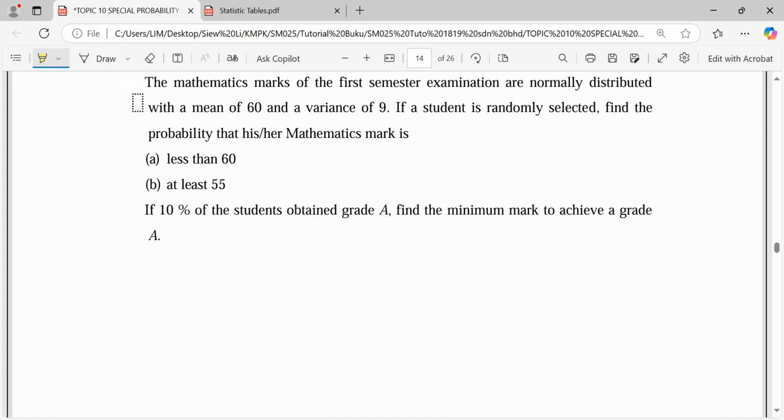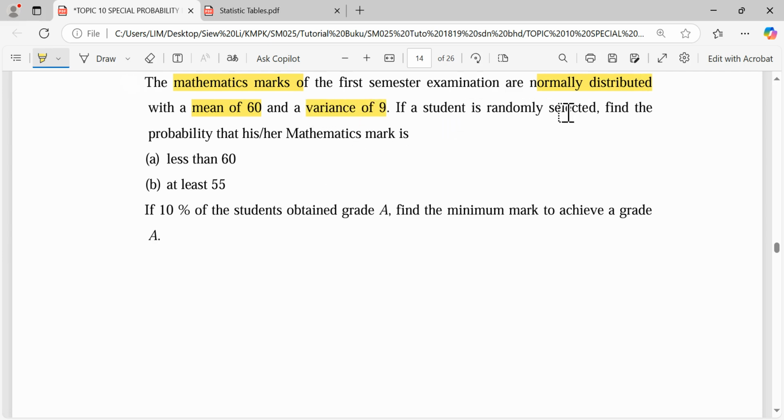Hi everyone, for this question it says the mathematics marks of the first semester examination are normally distributed with the mean of 60 and variance of 9. A student is randomly selected, find the probability that his or her mathematics marks is less than 60 and then at least 55. If 10% of the students obtain the grade A, we need to find what is your minimum mark to achieve the grade A.